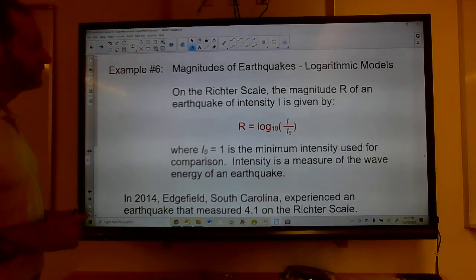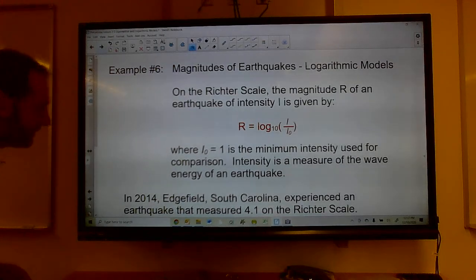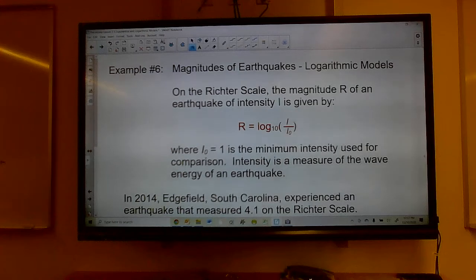All right, magnitudes of earthquakes, logarithmic models. On a Richter scale, the magnitude R of an earthquake of intensity I is given by R equals the log base 10 of I divided by I sub 0, where I sub 0 is 1, the minimum intensity used for comparison. Like if you had a 10 earthquake, that is not 10 times bigger than a 1 earthquake. It's much, much bigger because it's a logarithmic scale.